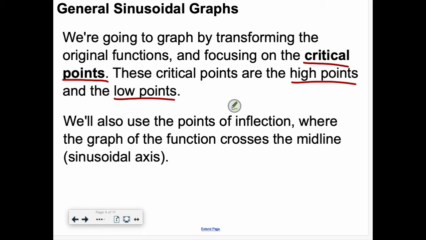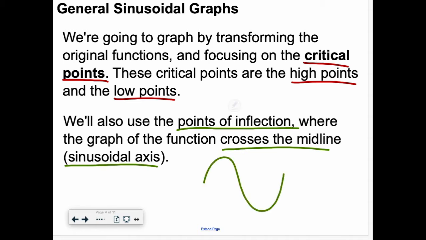Now we're also going to use the points of inflection, which is just where it crosses the midline, also called the sinusoidal axis. The reason why it's called the point of inflection, which would be right here, is because up here, the curve is downward, but over here, the curve is upward. And this point of inflection right here is where it shifts from concave down to concave up.